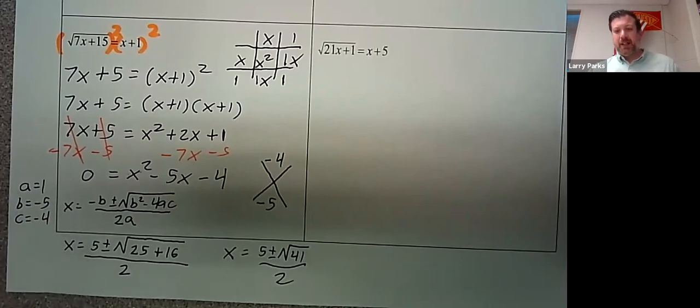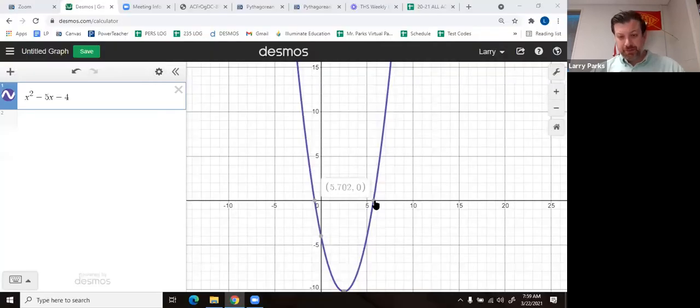Okay. And then I'm just going to double check, what is 5 plus the square root of 41 divided by 2 as a decimal? That's 5.70. Yes. And then what's 5 minus square root of 41 as a decimal divided by 2? That's negative 0.701. Well, we round up, negative 0.702 on my calculator.